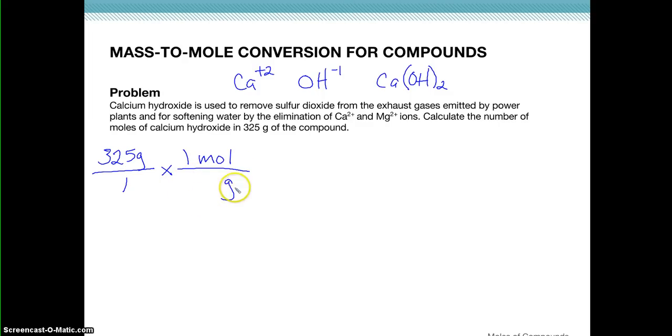All right, so your molar mass is going to be 74.094 grams per mole. So our grams cancel, we divide. You want your answer to have 3 sig figs, so you round and get 4.39 moles of calcium hydroxide. And that would be your answer.